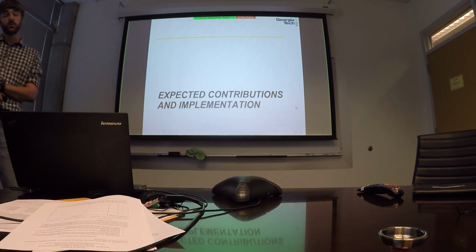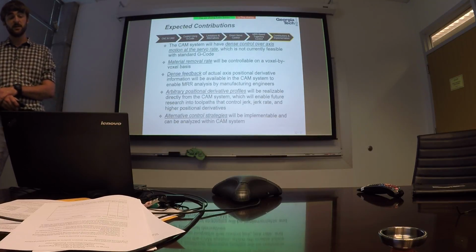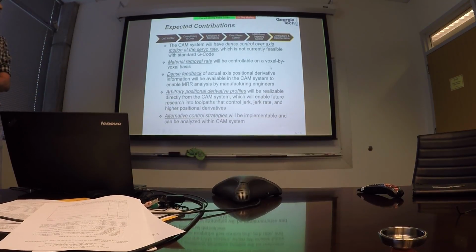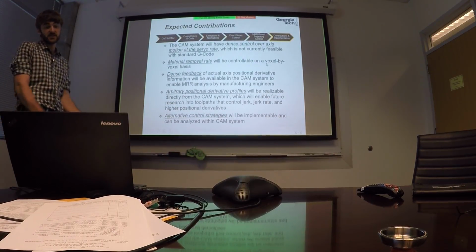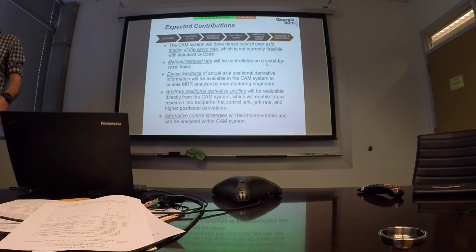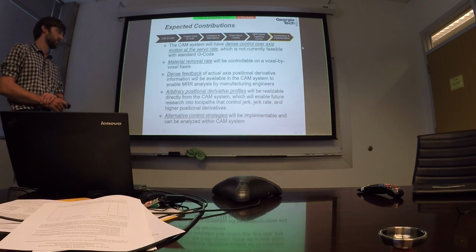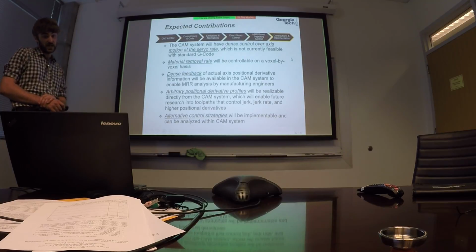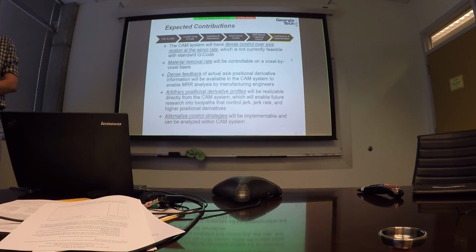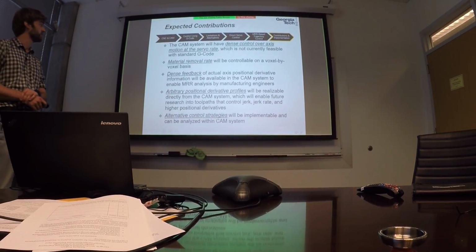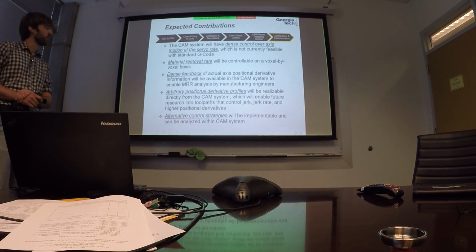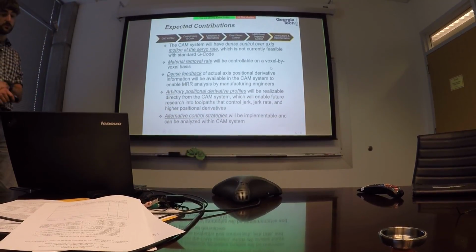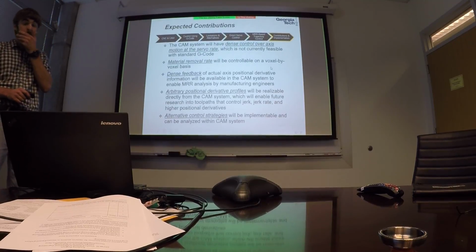Okay, now we will move on to the expected contributions and implementation. First of all, the CAM system will have dense control over axis motion at the servo rate because we will be providing servo position set points at the servo rate, which is not currently feasible with standard G-code due to velocity saturation. The material removal rate will be controllable on a voxel by voxel basis.